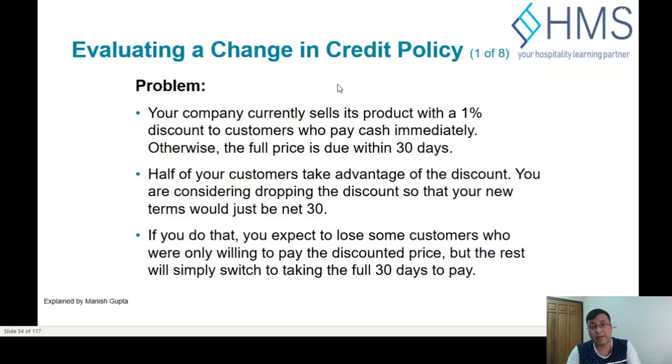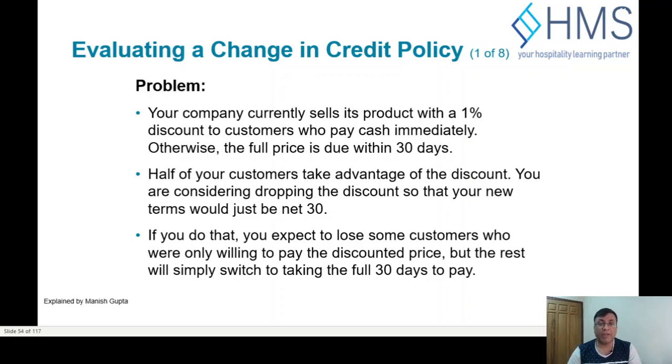So let us understand this problem with the help of an example, which will help you to understand it very clearly. So here is a problem. The company is selling the product with a 1% discount to the customer who pays cash immediately. Otherwise, they can pay the full price within 30 days, which is a normal procedure in any company, manufacturing or service or anything. You pay in advance, you get some cash discount. Otherwise, you have to pay a higher price at the end of 30 days.